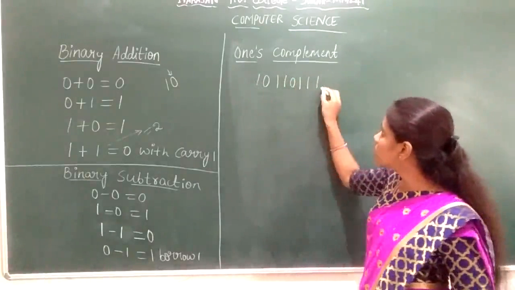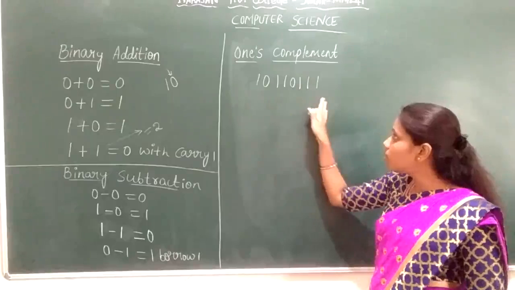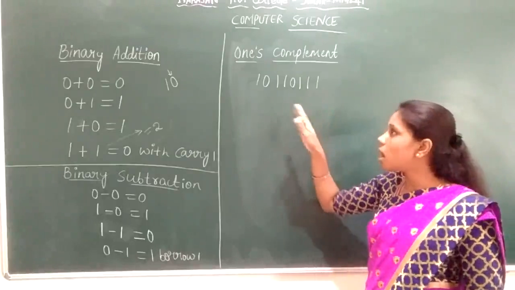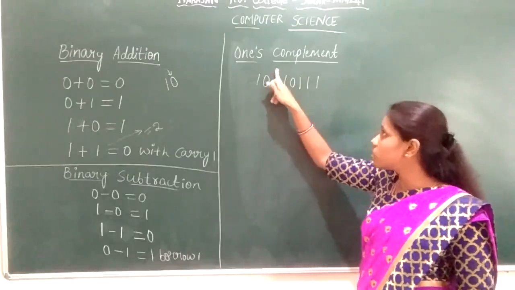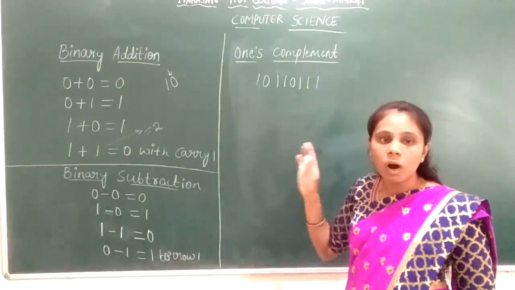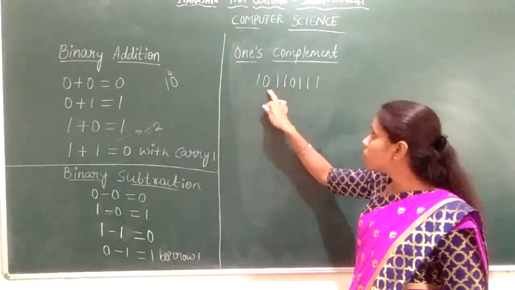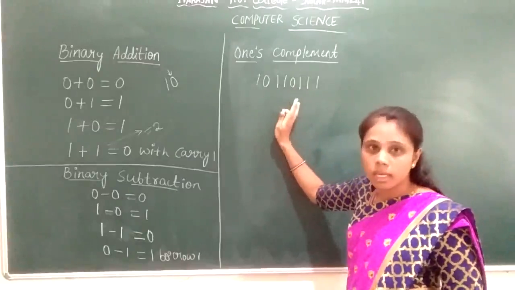Now this is 1 0 1 1 0 1 1. This is in binary form. See, all binary arithmetic, and this also comes under binary arithmetic. Binary is nothing but 0s and 1s. All the operations will be performed on zeros and ones. So that's why I have taken this as an example.